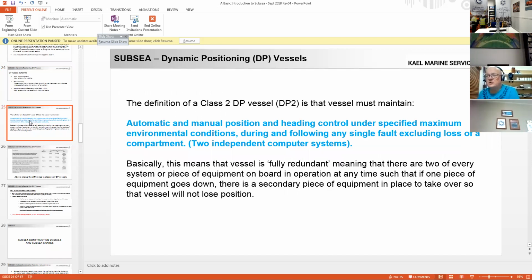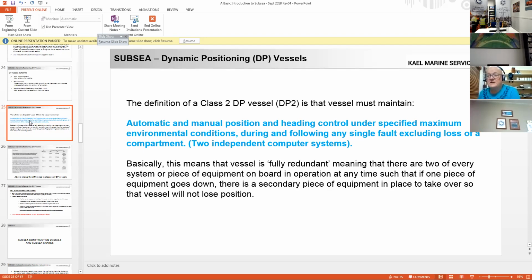So the definition of a Class 2 DP vessel, DP2, is that the vessel must maintain an automatic and manual position and heading control under specified maximum environmental conditions, during and following any single fault, excluding loss of a compartment. And it has 2 independent computer systems.